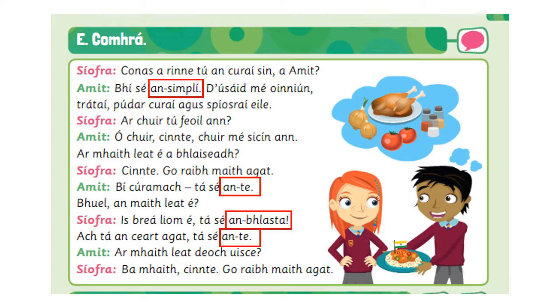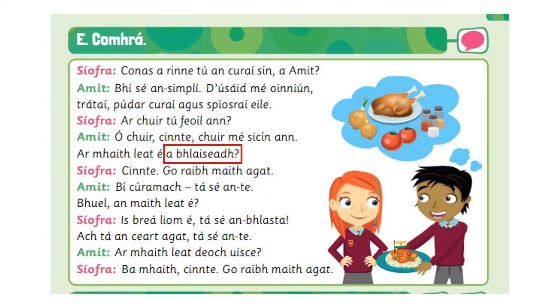You'll notice that blasta takes a H after an. If a letter can take a H, usually it does when we use an. You'll remember this from saying go raibh maith agat. We put a H in maith when it's after go raibh. Very good. So most of the time you'll put a H in here. Don't worry if you're not sure if it's going to work or not. Just try it out. So an means very.